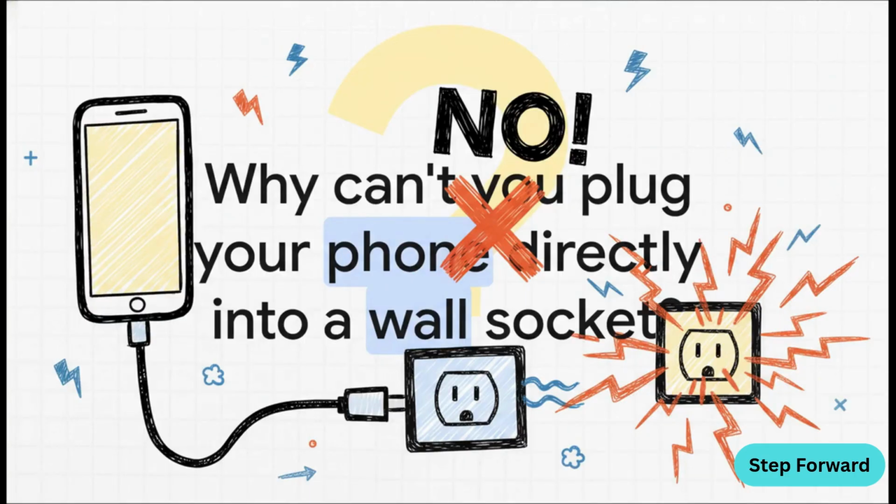So have you ever actually thought about this? I mean, your phone needs electricity. The wall socket has electricity, so what's the problem? Well, stick with me, because by the end of this, you'll know exactly why that would be a very, very bad idea for your phone.